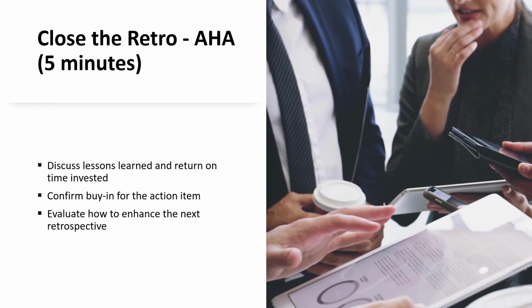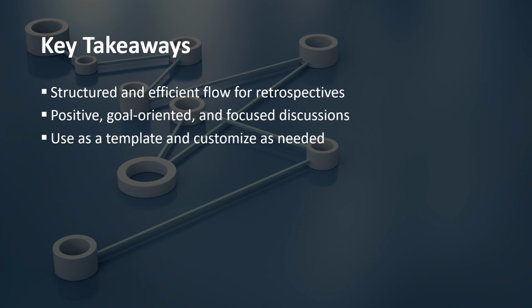This agenda creates a structured and efficient flow for your retrospective, guiding your team to productive discussions, idea generation, and actionable items. It's about making the most of your valuable retrospective time and ensuring that it leads to real improvements in your team's work processes. So, there you have it, the perfect retrospective agenda. Feel free to use this as a template for your own retrospectives, and don't hesitate to customize it as needed. The key is to keep the agenda focused, positive, and goal-oriented, ensuring that your retrospectives become a valuable and integral part of your Agile process.